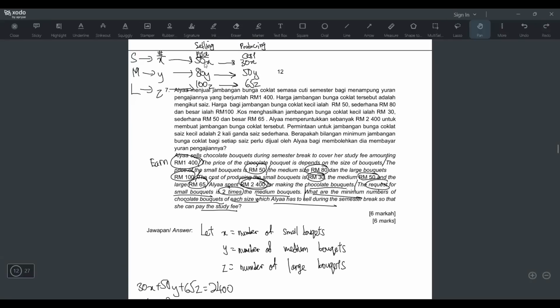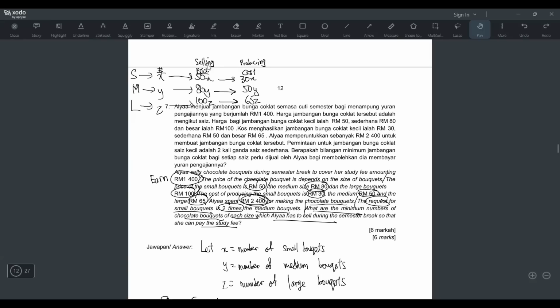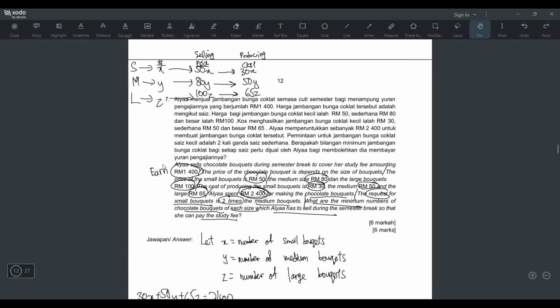But I hope you don't go and take 50x plus 80y plus 100z. No, it's wrong, because this is the total selling price. If you sell for 50 ringgit, it doesn't mean you earn 50 ringgit. Because in order to find out the profit, the earnings, you have to minus the money you spend to produce, to make it, right? So if you want to find the earnings, you have to take 50 minus 30, because to calculate profit, you have to take the selling price minus the producing cost. Then only you can get the earnings.